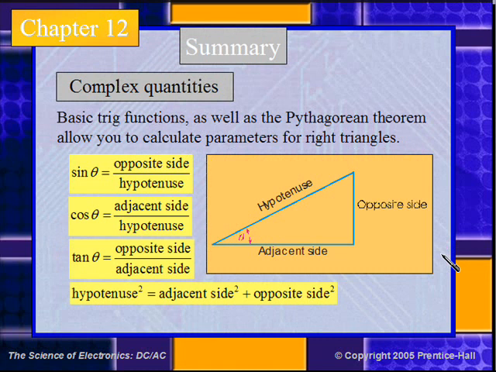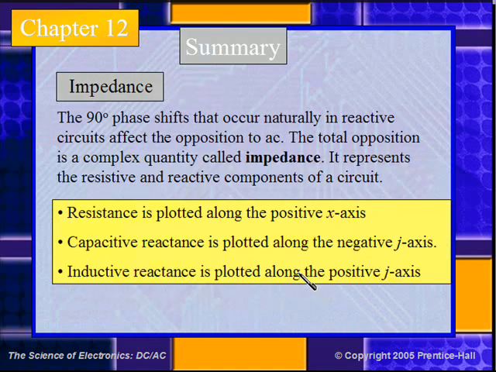Basic trig functions as well as the Pythagorean theorem allow you to calculate parameters for right triangles. So on the same lines as I was just talking about, sine is opposite over the hypotenuse. So here's our angle. The opposite side is that one. Hypotenuse is opposite the right angle. Cosine is adjacent over hypotenuse. And tangent is opposite over adjacent. And this is the same relationship that I was talking about before.